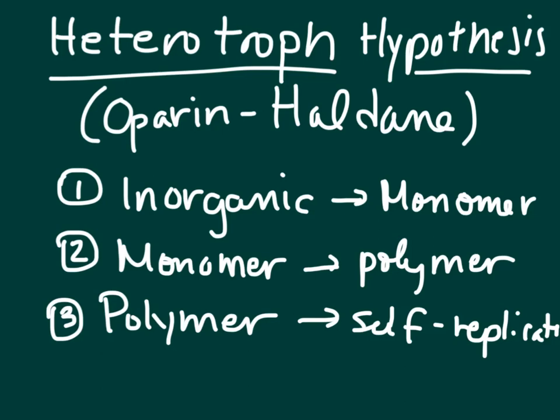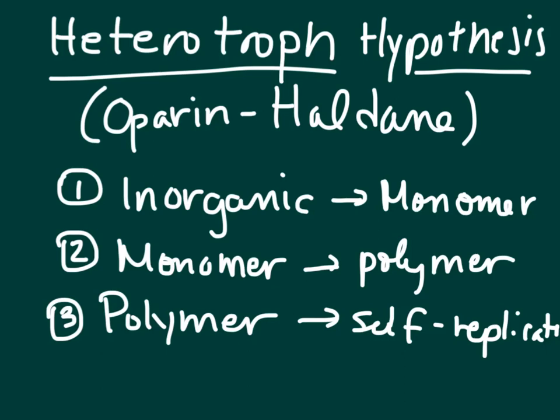The third thing that they said then is polymers must be self-replicating. Self-replication, the ability to reproduce, is one of the most important characteristics of life. We don't consider things alive unless they're able to self-replicate or reproduce.